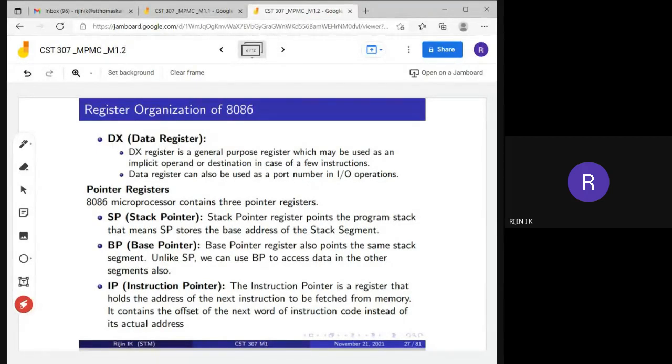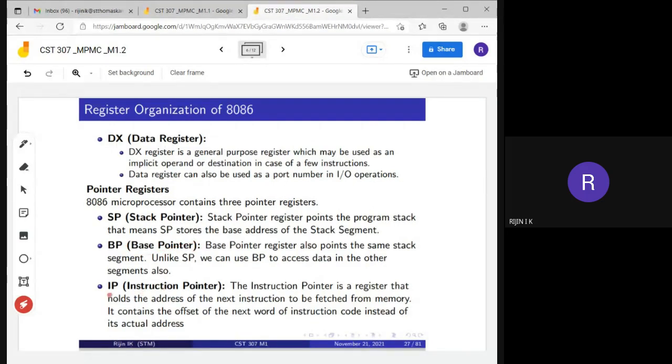Another pointer is the base pointer. The base pointer behaves like a stack pointer, but the only difference is that the base pointer can be used to access other segments also. So that is the base pointer.